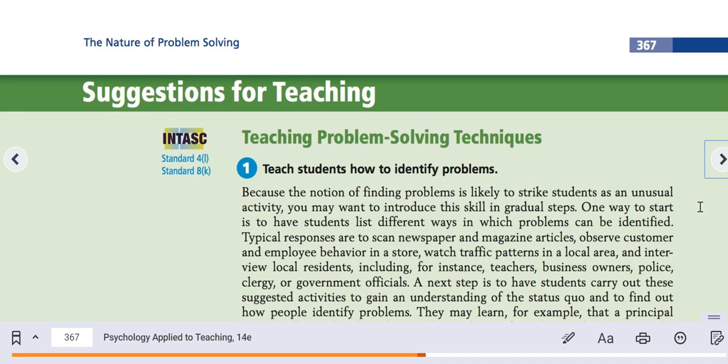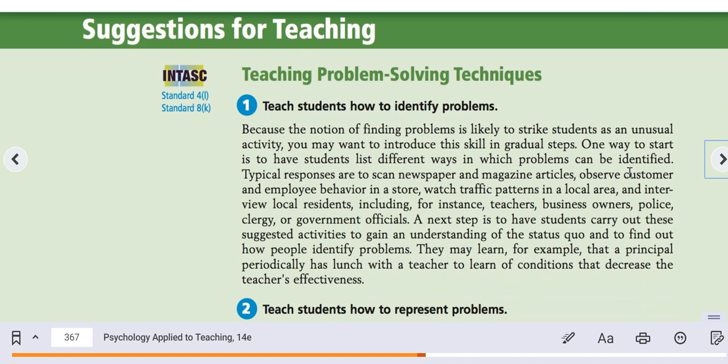The next step is to have students carry out these suggested activities to gain an understanding of the status quo and find out how people identify problems. They may learn, for example, that a principal periodically has lunch with a teacher to learn of conditions that decrease the teacher's effectiveness.